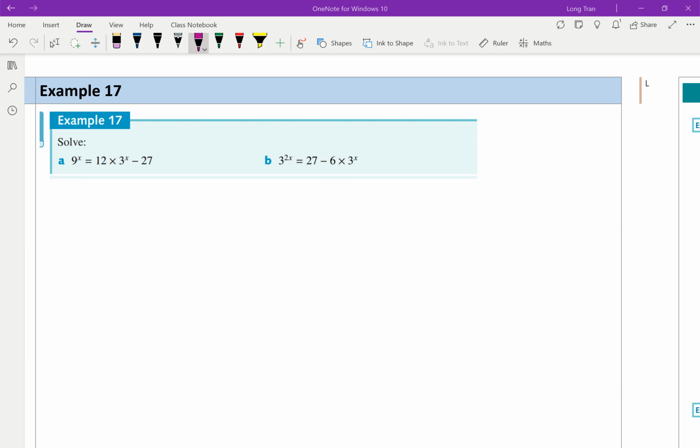Hey there, we're now looking at example 17 where we're going to be solving this problem. This is a typical year 12 question where you're trying to embed quadratic equations into the problem. So here we go, this is how we do it.